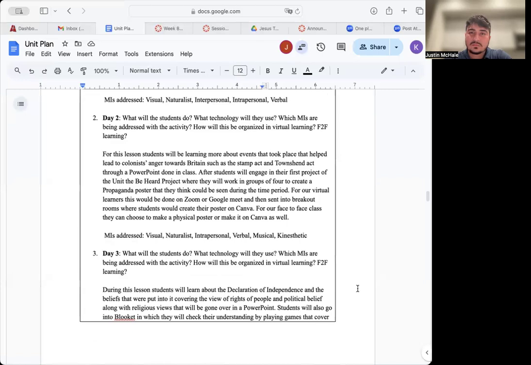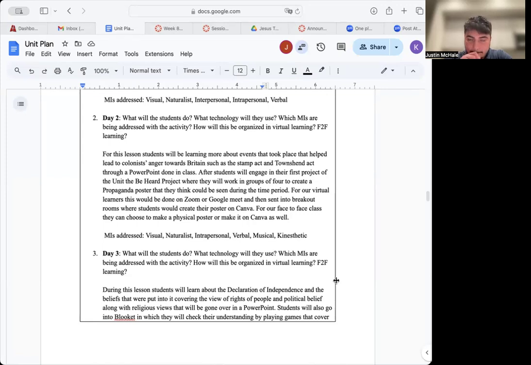So day two is our first project. During this day, we'll be talking about the Townshend Act and the Stamp Act. And so it leads into our first project, which is the Be Heard project. This project is where four students will be grouped up and they'll make a propaganda poster. This project is trying to convey what students might have seen during this time period with the colonists. So they're trying to replicate some of the messaging they'd see during that time period.